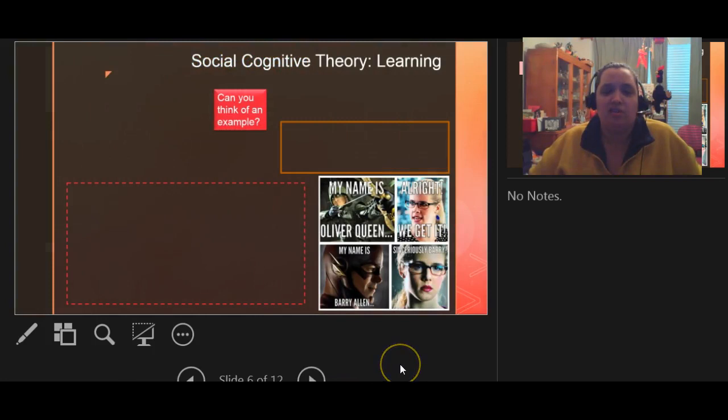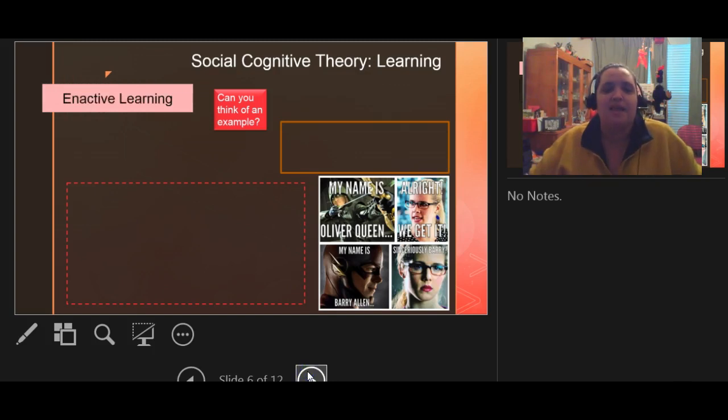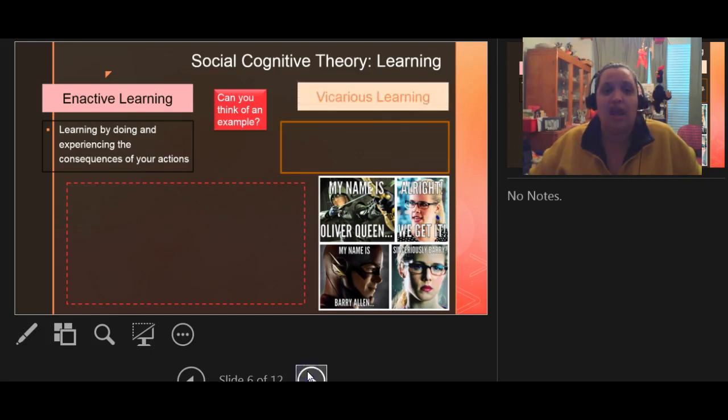And then, of course, last but not least, social cognitive theory. Oh, it looks like I have some formatting on this slide that I wasn't expecting. Sorry about that. Okay, and as we recall, there are two types of learning in social cognitive theory. There's enactive learning, which is learning by doing and experiencing the consequences of your actions. And there's vicarious learning, which is learning by observing others.